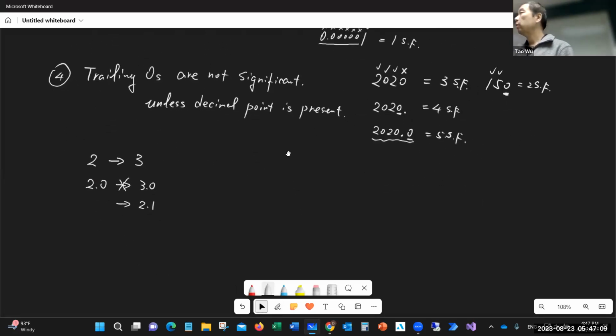Especially when we do the experiment, you're going to read a lot of numbers, right? When you read numbers, that means something. Okay, so let's just keep doing this.